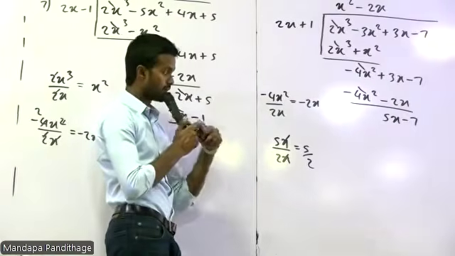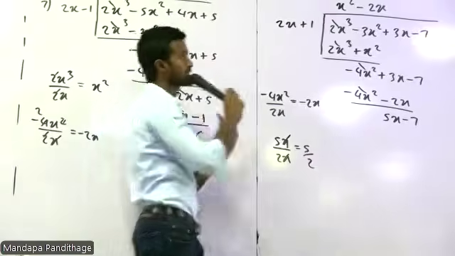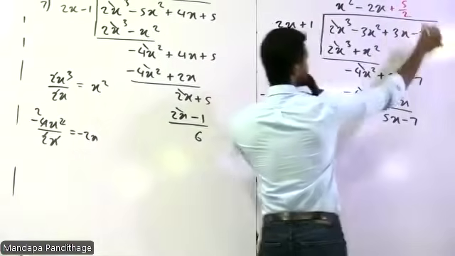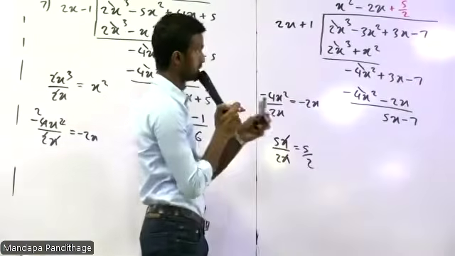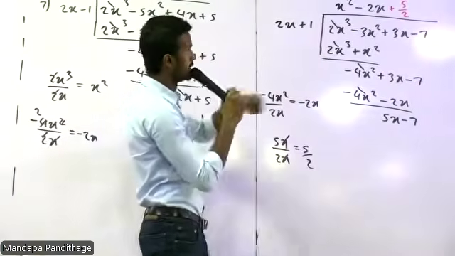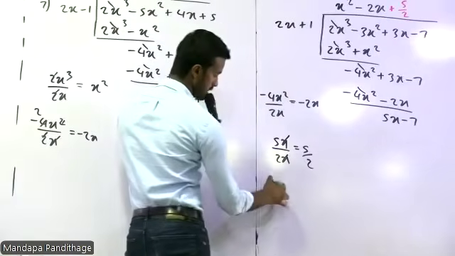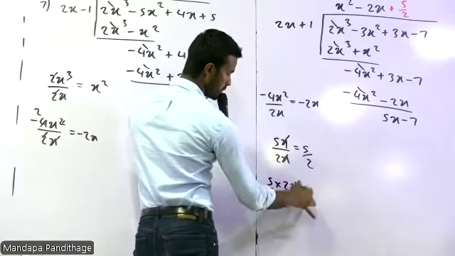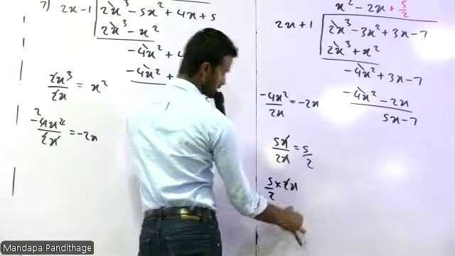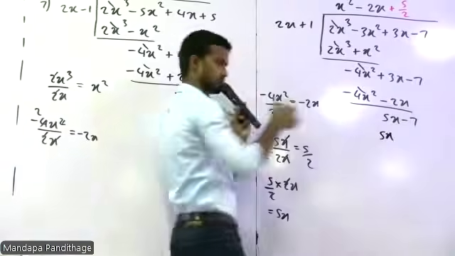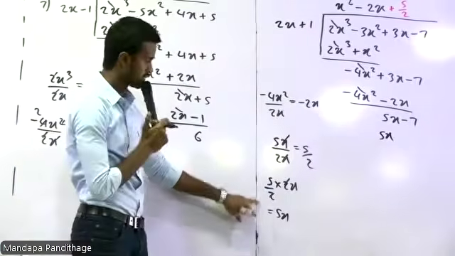Okay, now when you divide 5x by 2x, you are getting a fraction. Clear, you are getting a fraction. And now when you multiply this by this, you can see what happens. 5 over 2 multiplied by 2x, you are getting the answer 5x. So when you multiply this by this, it's 5x. Actually, you don't have to do this multiplication.